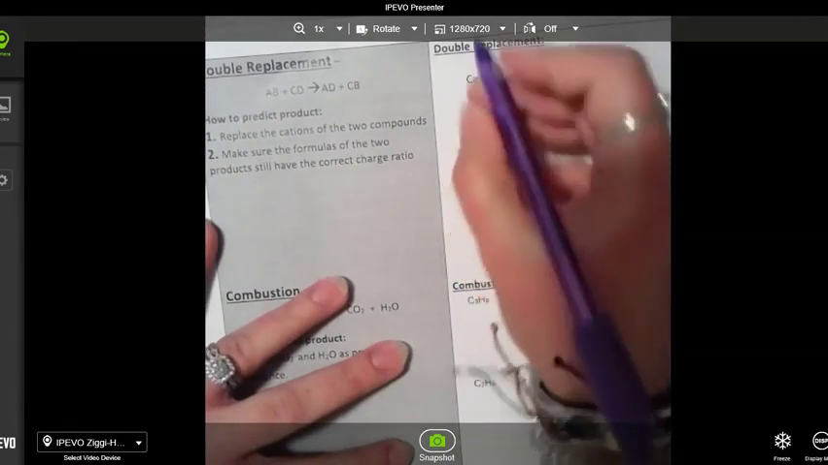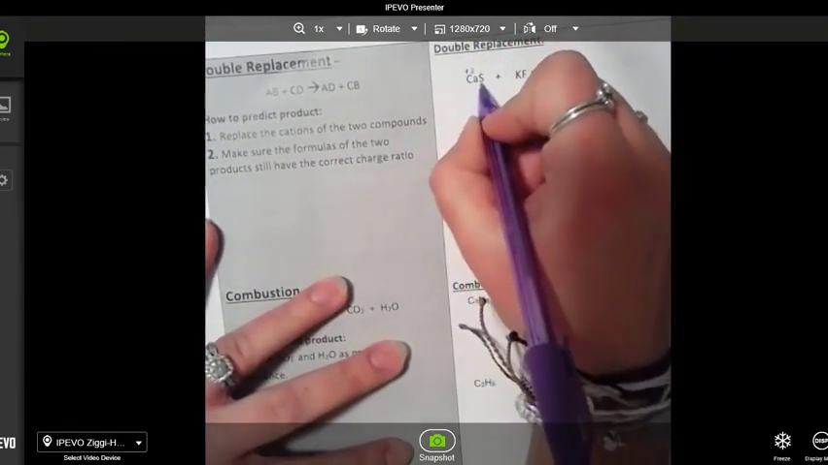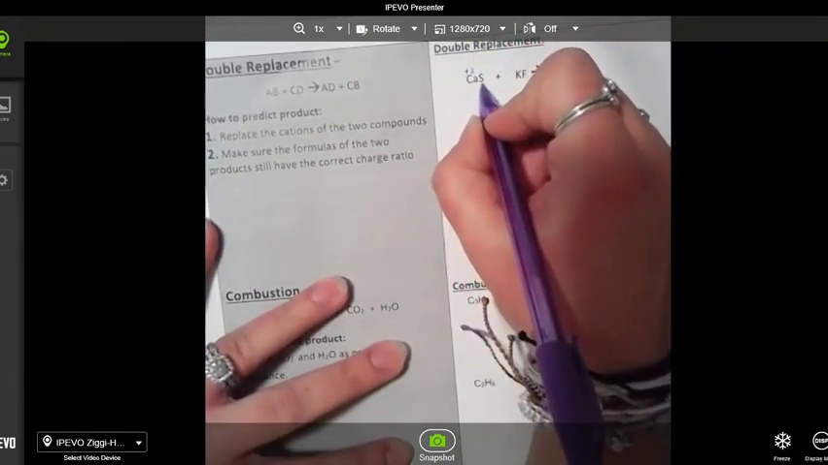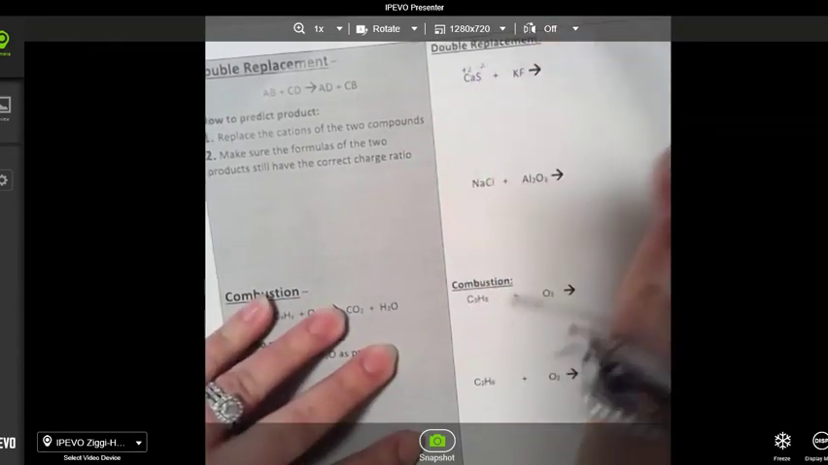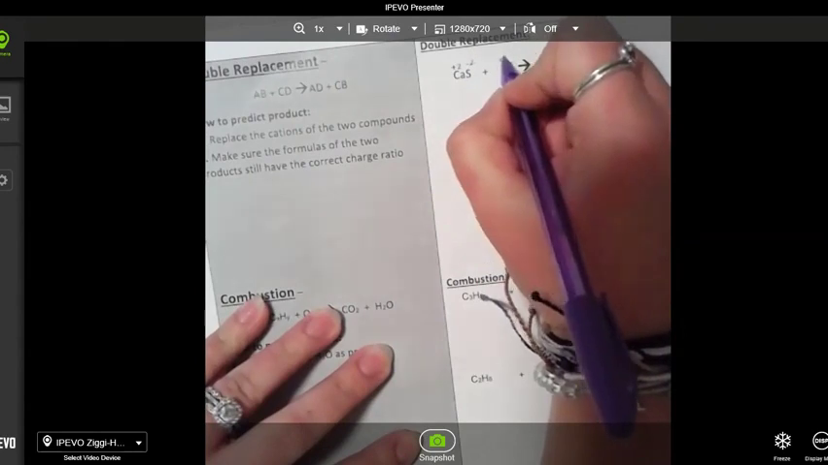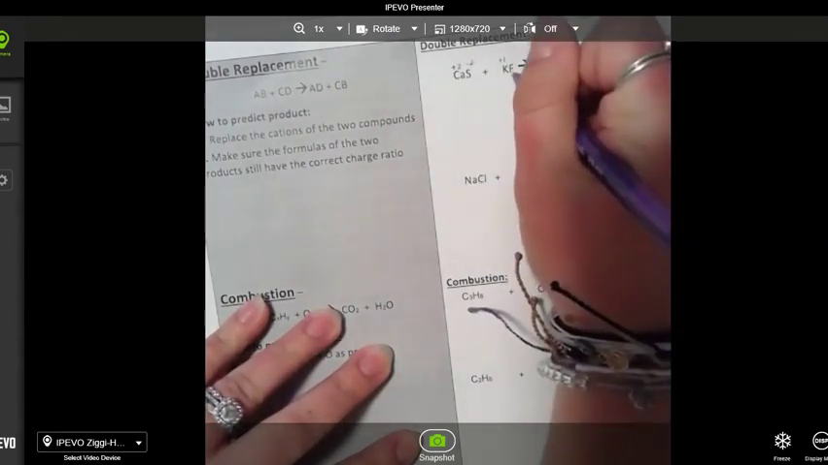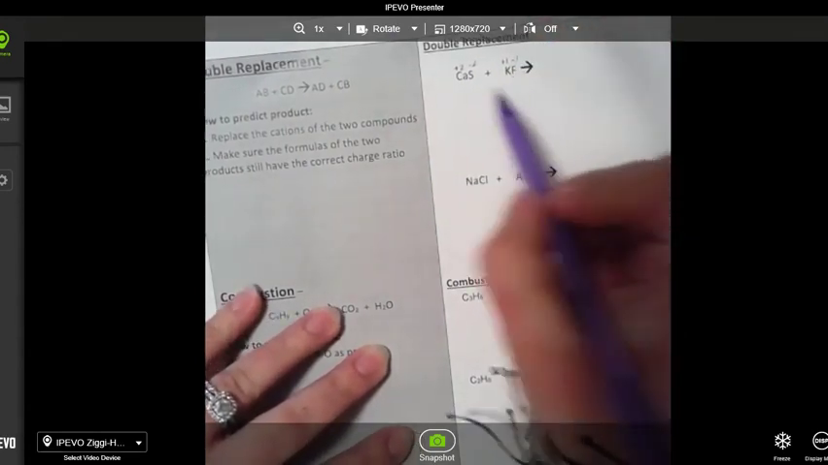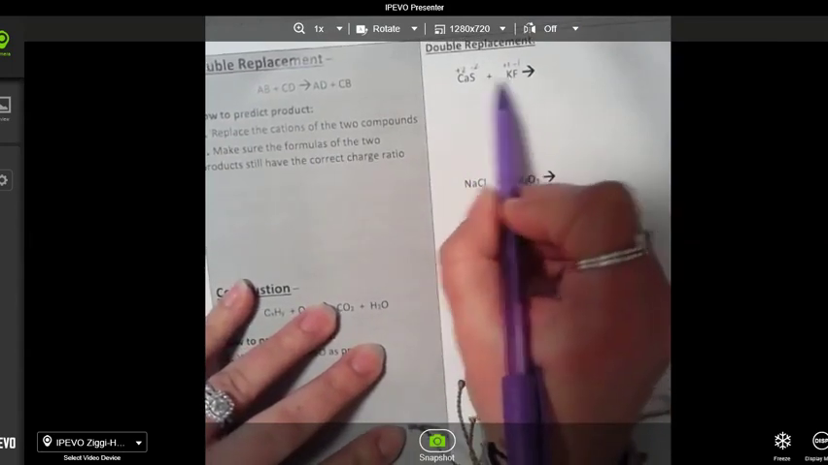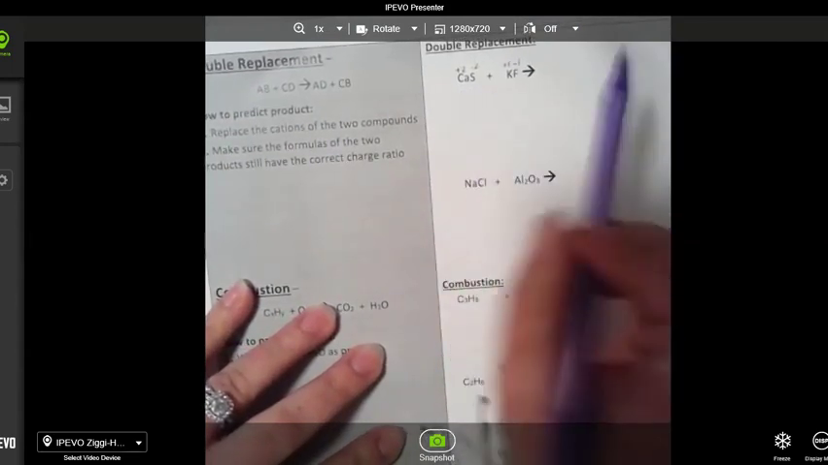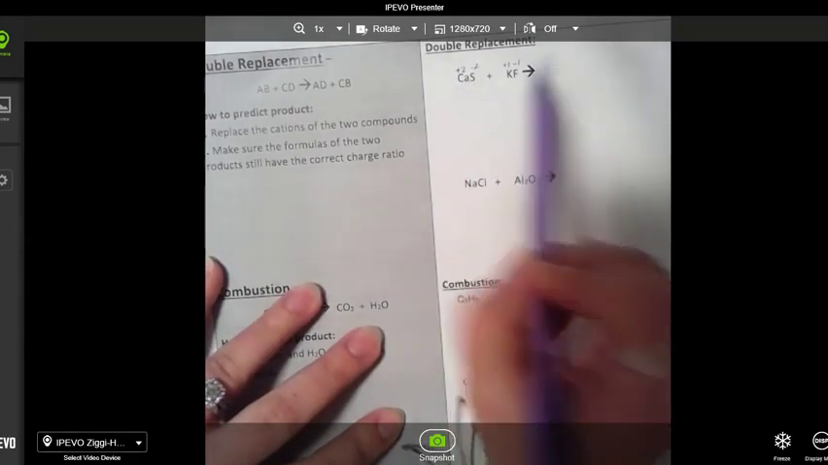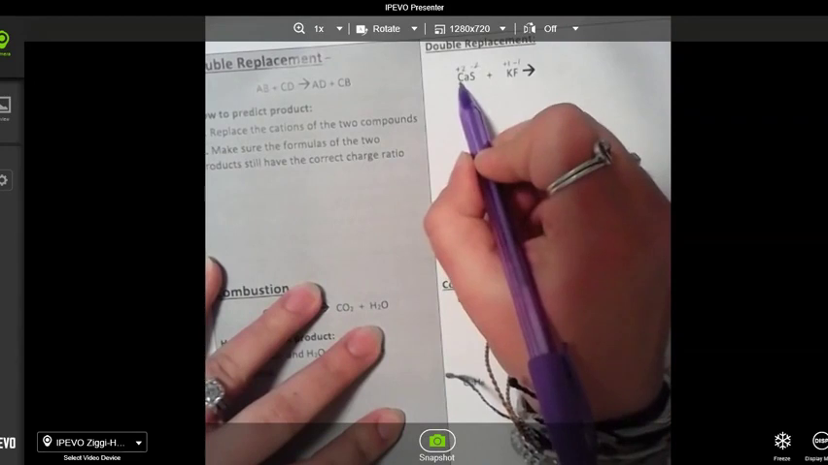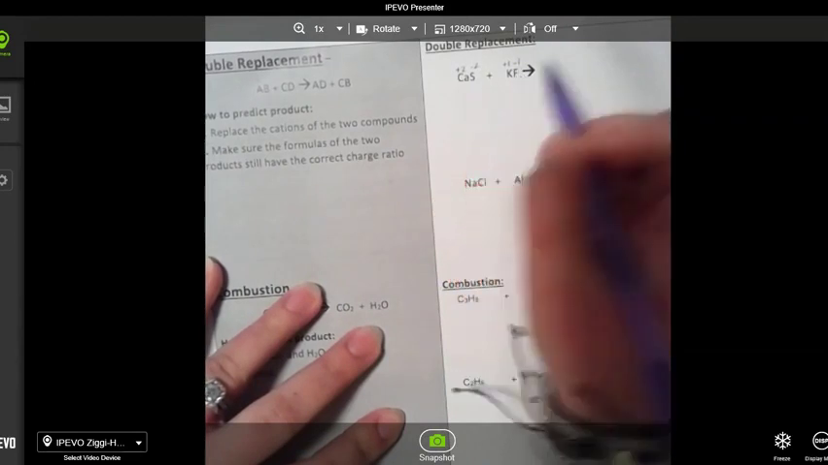So calcium is in group 2, so it's +2. Sulfur is in group 6, so that means sulfur is -2. Potassium is in group 1, so +1, and fluorine is in group 7, so it's -1. So in double replacement, I know that my metals and nonmetals are going to switch partners. So that means that fluorine is going to end up with calcium and sulfur is going to end up with potassium. So I'm going to end up with Ca plus 2 and F minus 1.